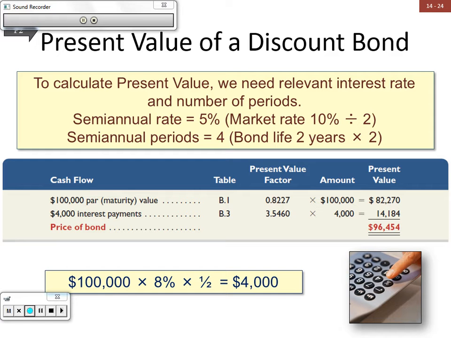14,184. You would have been paying how much in interest? 4,000 times 4 periods, which equals what? 16,000. But the present value of it today is what? 14,184. Everybody's clear about that, right? So the company basically was issued a bond at a principal value of 100,000. It's really only worth, if they decided to sell it, how much? $96,454. No, without interest. Oh, without.